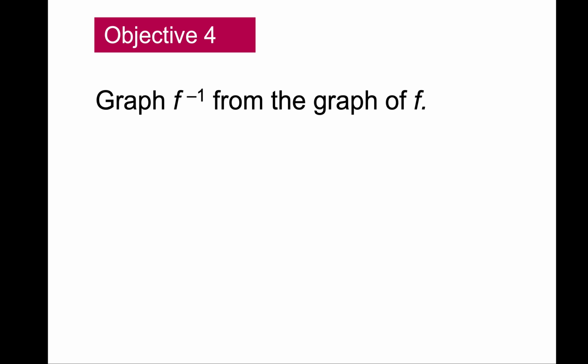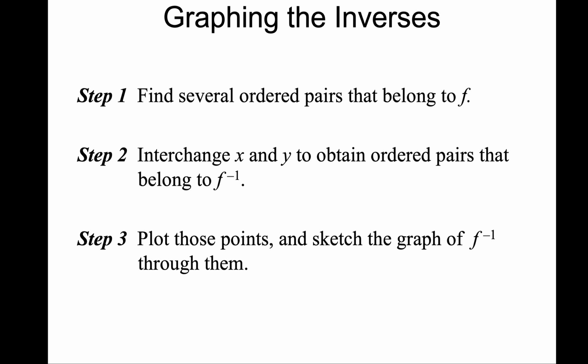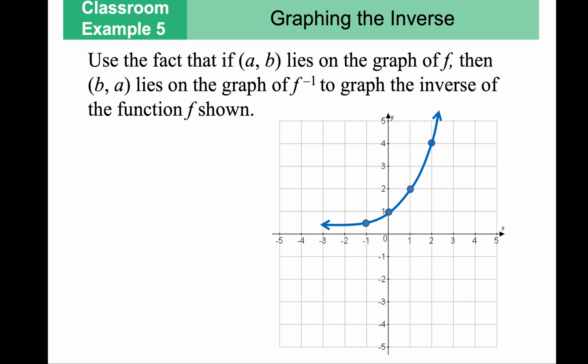If I want to graph the inverse from the graph of the original function, you can select several different ordered pairs and then switch the x and the y's to plot the new points. Then we can connect them. So if I take each one of these points and I switch the x and the y, it would generate this graph. What do you notice about this graph?